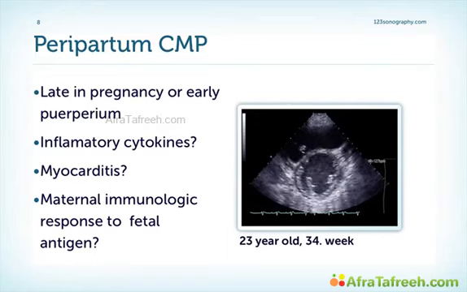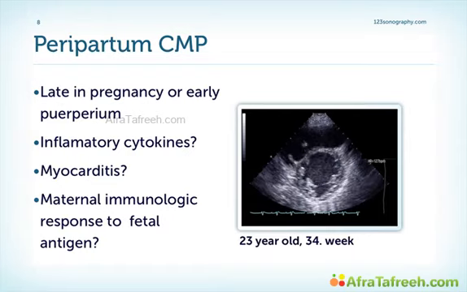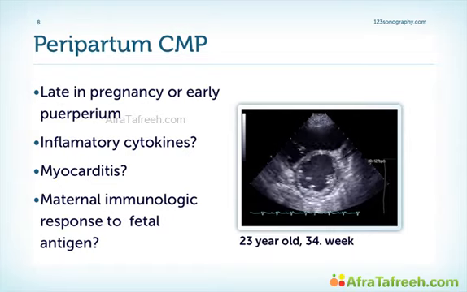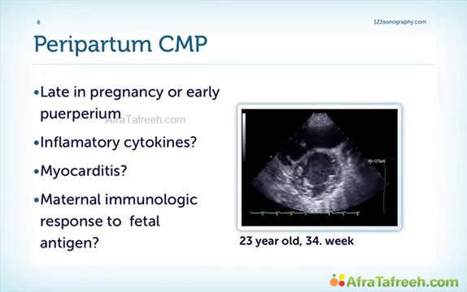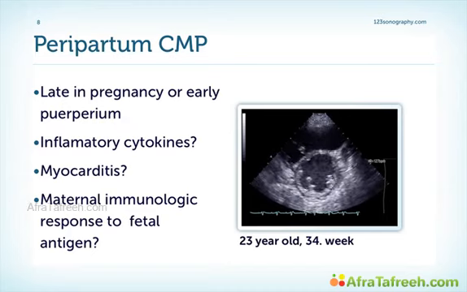Another fairly rare cause of cardiomyopathy is the so-called peripartal cardiomyopathy, which is defined as the occurrence of a dilated left ventricle and reduced left ventricular function late in pregnancy or early after delivery. The cause is not completely clear, but most likely it is related to inflammatory cytokines, and it seems to be some form of myocarditis. Probably it is an abnormal maternal immunologic response to fetal antigens.